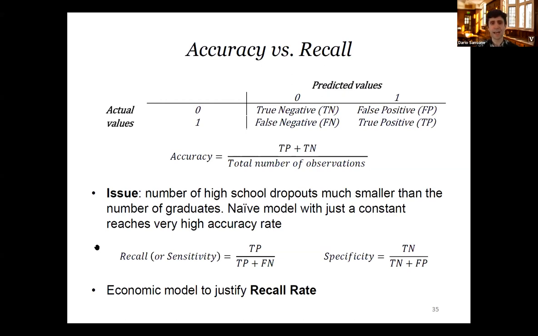And different criteria have their own pros and cons. For instance, the recall rate is the share of people correctly predicted to drop out over the total number of people who ended up dropping out.